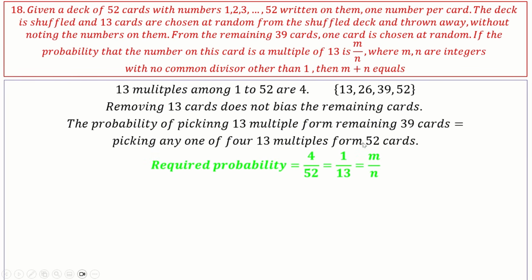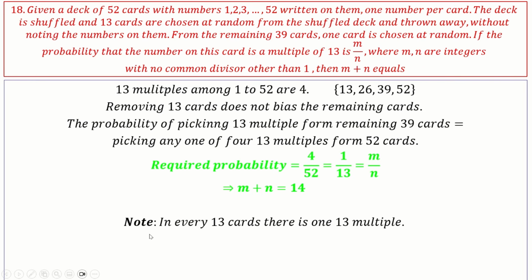Or it is the same as picking 4 from the 52 cards. All are the same basically. Or 1 from 13 cards, which is the same. So the simplest form is 1 by 13. 4 by 52 or 3 by 39, you can write in the form of 1 by 13. So m by n is 1 by 13, and m plus n is 14. This is the answer.